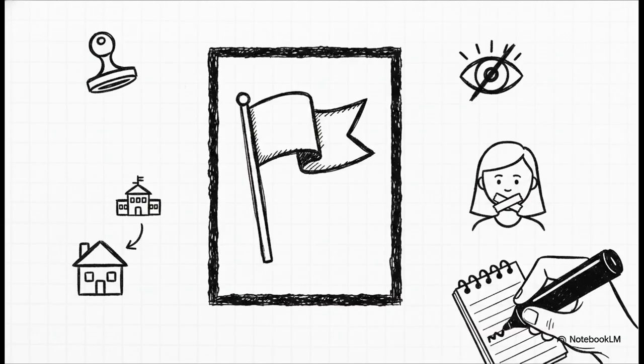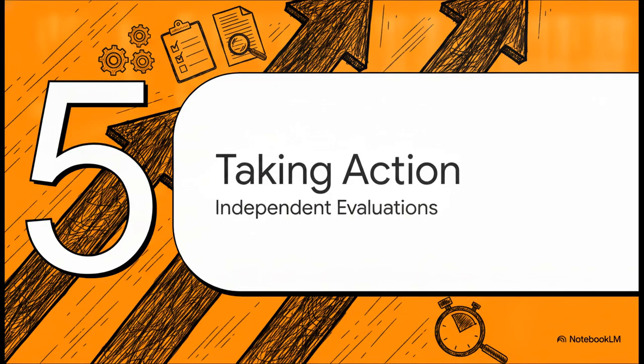Oh, and another major red flag? Finding out the report was pre-written before the eligibility meeting even happened, completely bypassing any real collaboration. If you see these red flags, write down your concerns immediately and bring them directly to the meeting. Finally, we arrive at Section 5, Taking Action.